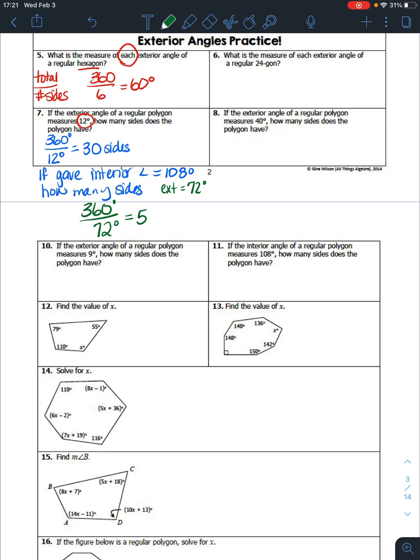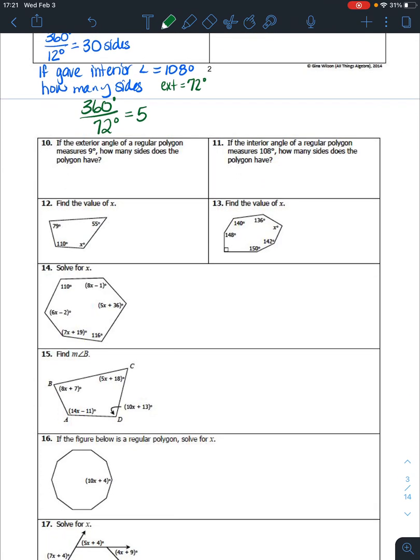Okay? So let's look at number 10. If the exterior angle of a regular polygon measures 9 degrees, how many sides does the polygon have? Again, I gave you an exterior. Anytime I want to know how many sides, always use your 360-degree exterior. So 360 degrees divided into 9-degree increments says that there are 40 angles. If there are 40 angles, then there are also 40 sides.